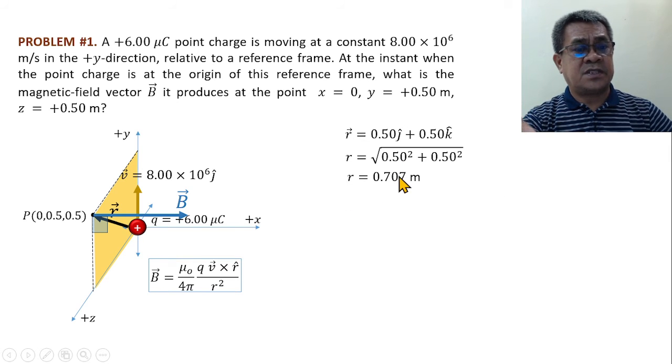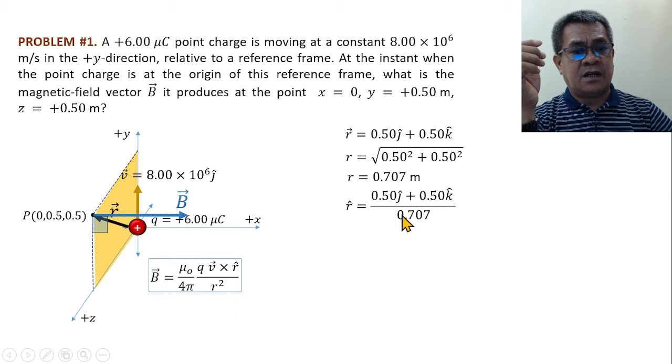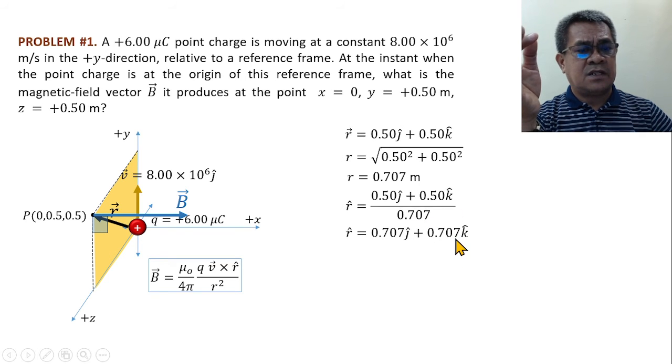Then the answer is 0.707 as the r. So we have already r here, and we are still looking for what is r hat. Remember the formula: the vector should be divided by r. And this one is 0.5 j hat, 0.5 k hat over 0.707. Then you have to simplify it, and the answer is this one.